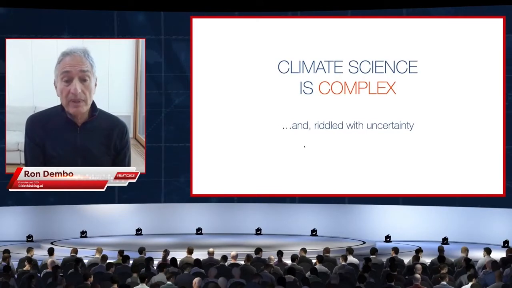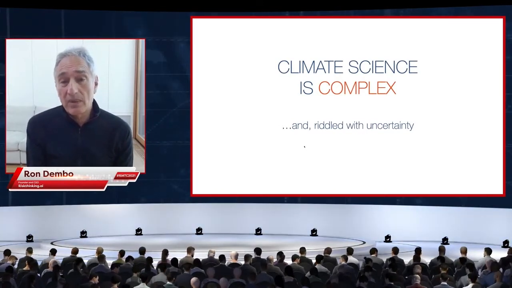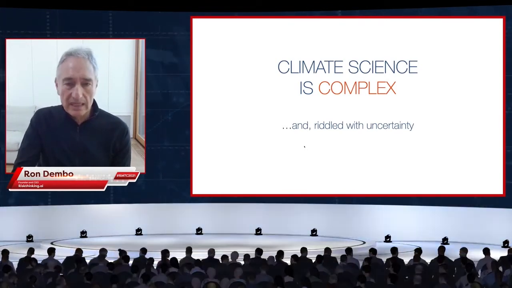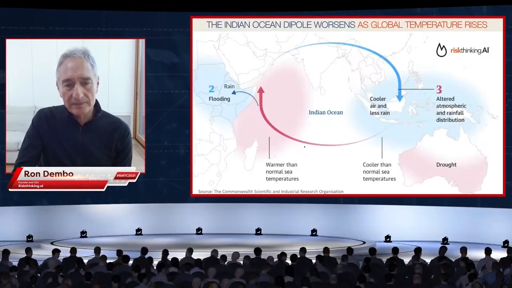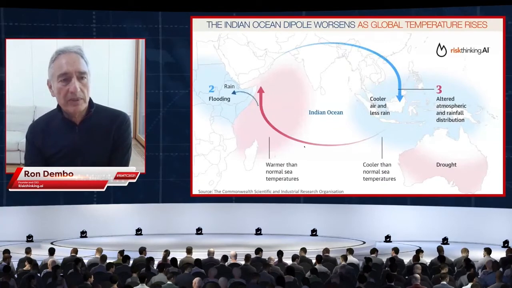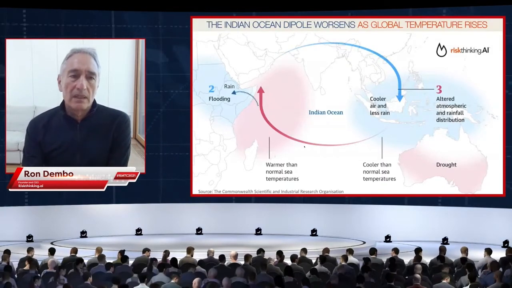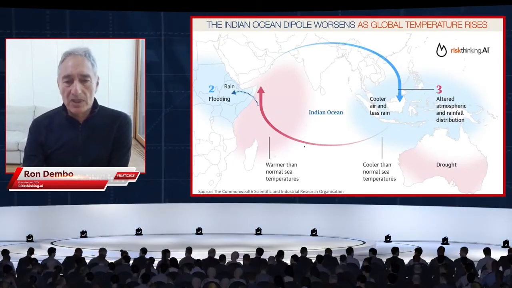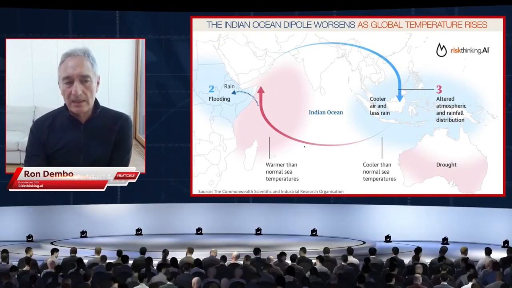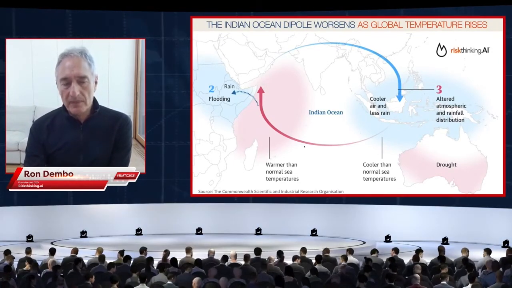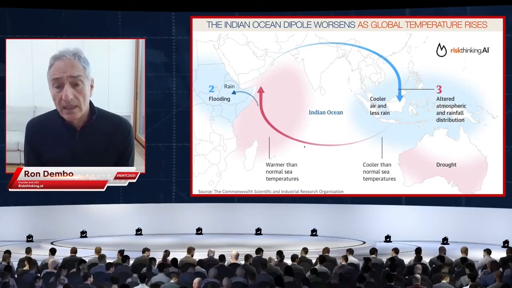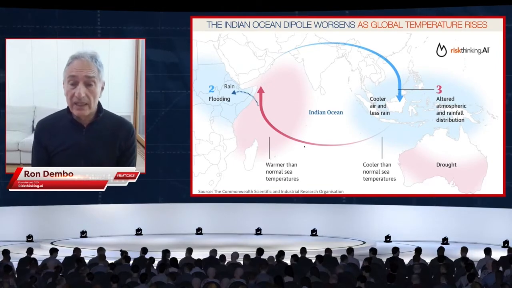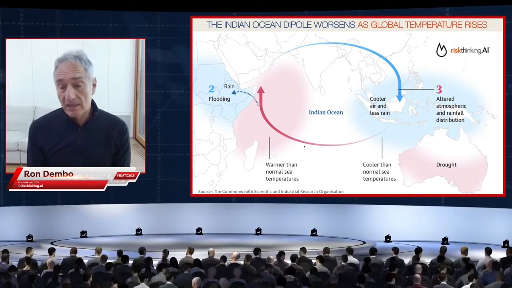Climate science is actually complex, and one of the most important things is it's just riddled with uncertainty. The science itself is uncertain. Let me give you an example of a bit of climate science. The Indian Ocean dipole is the difference between the temperatures of the East and West Indian Ocean. Now, in the East, when it's cooler, there's less moisture in the air, and that affects Australia.